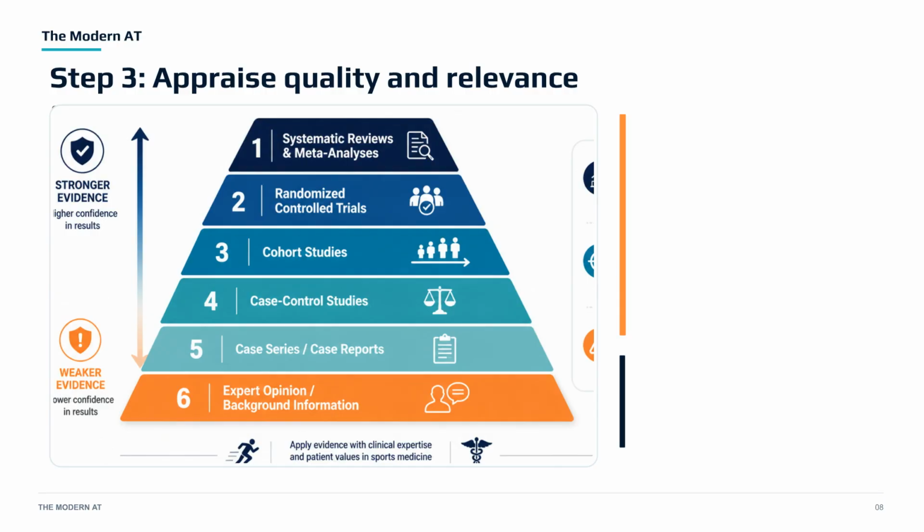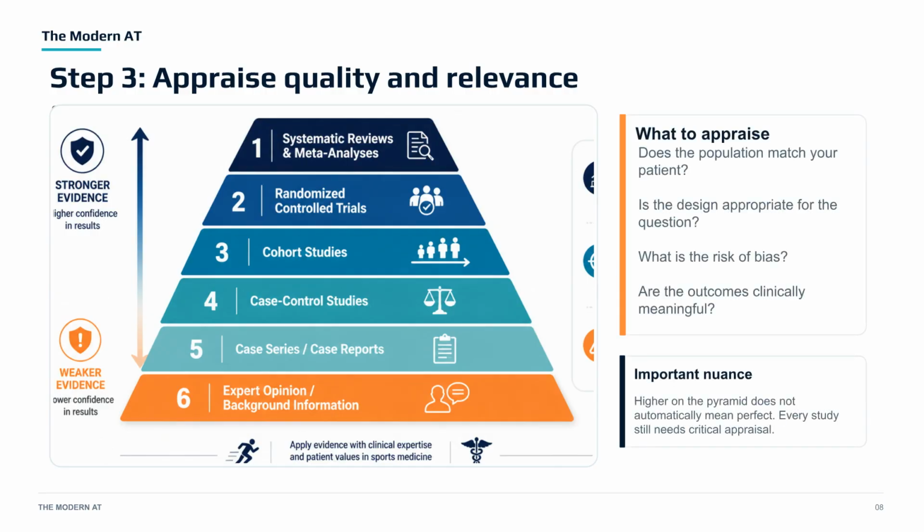Randomized controlled trials are often strong for intervention questions. Cohort studies, case control studies, case series, and expert opinion may still be useful, but they usually offer different levels of certainty. However, the pyramid should not be used mechanically. A poorly conducted systematic review may be less useful than a high-quality randomized trial.